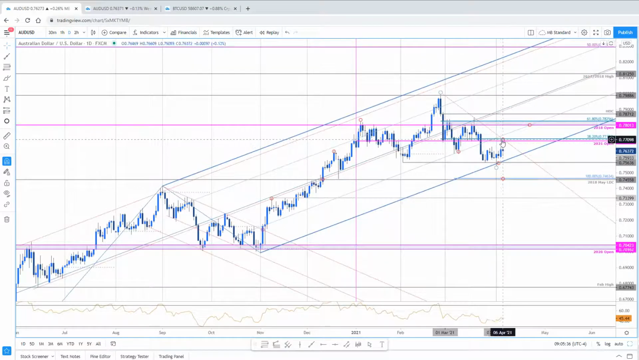Here's your key resistance. So even if Aussie makes it into 77, it's the similar scenario where that's the zone I'm looking for exhaustion. That's the zone I'm looking for a pivot. That's the zone I'm looking for a bit more of inflection.